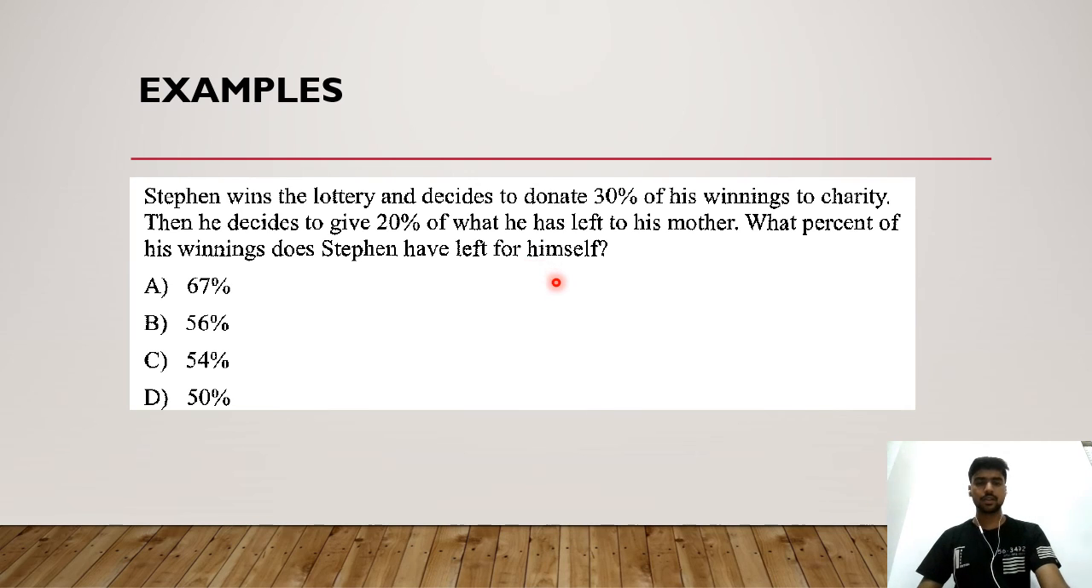Okay, I hope I made myself clear. You need not be in too much of a hurry to solve the questions. You need to read the question properly, because misreading the question is one of the most common mistakes made. I'll give you another example in the next slide.